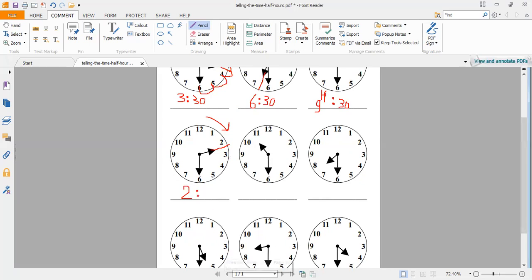The minute hand points to 6, which means directly 30. 2 and 30 minutes. You can finish the whole sheet by yourself, and if you have any questions, you can ask me. Thank you, grade 2.